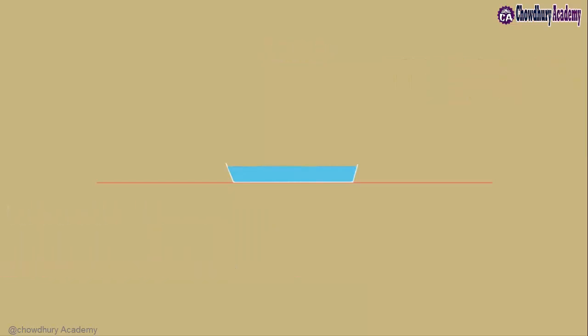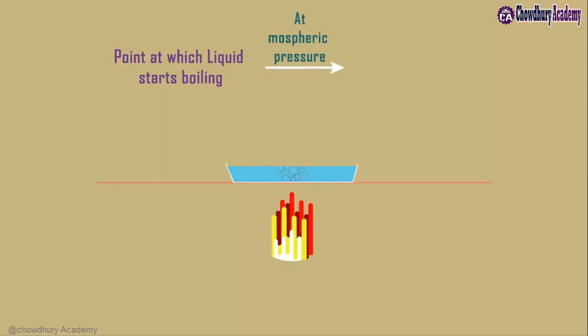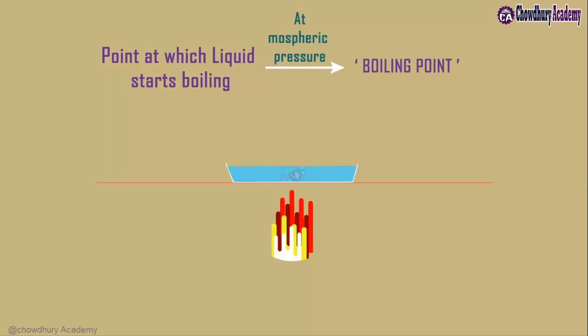Now what happens when we continue to supply heat after the solid has melted? The liquid will start boiling after a certain amount of heat is absorbed. And the point at which this liquid starts boiling at atmospheric pressure is called its boiling point. Understand this well. It's the point at which liquid starts boiling at atmospheric pressure.